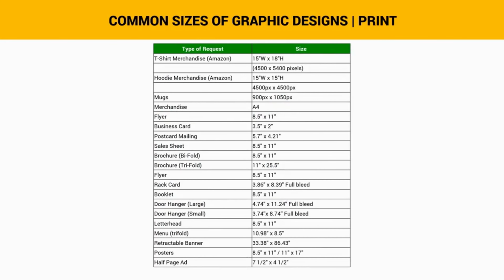Common sizes of graphic designs. Print category: T-shirt merchandise, Amazon; hoodie merchandise, Amazon; mugs merchandise, flyer, business card, postcard mailing, sales sheet, brochure bifold, brochure trifold, flyer, rack card, booklet, door hanger large, door hanger small, letterhead, menu trifold, retractable banner, posters, half-page ad. Please download the file from this class's Google form.